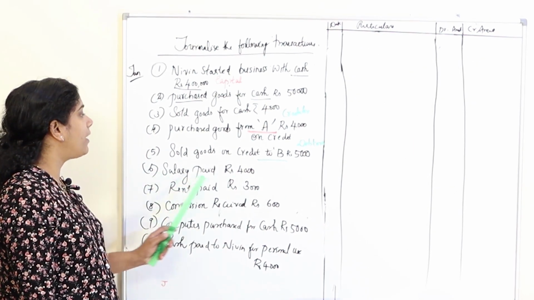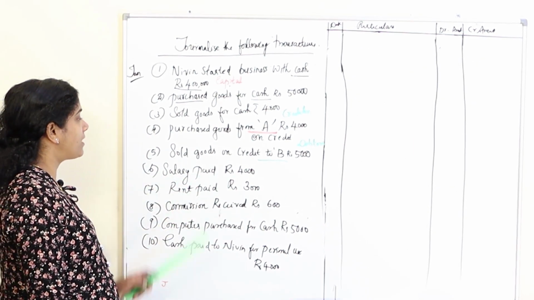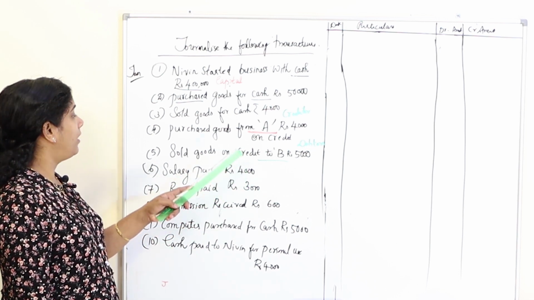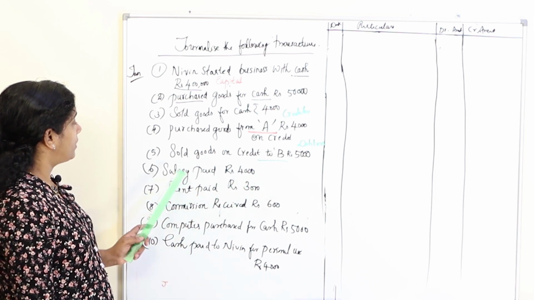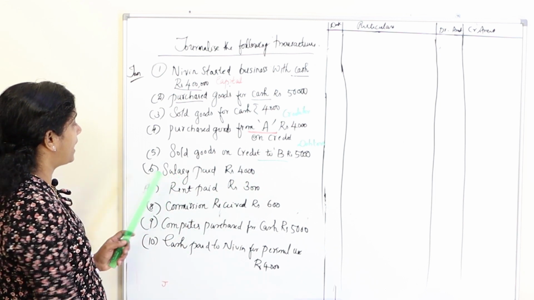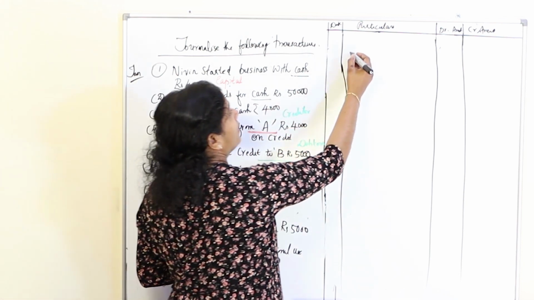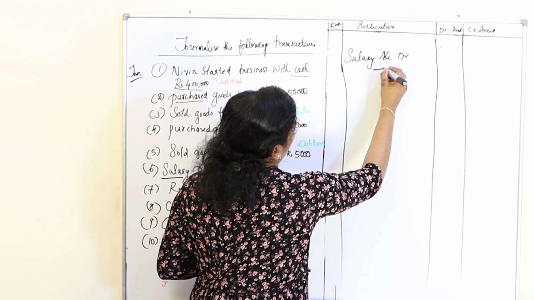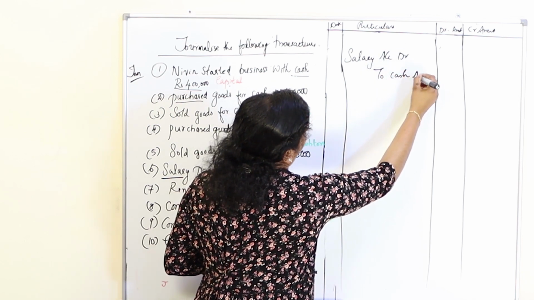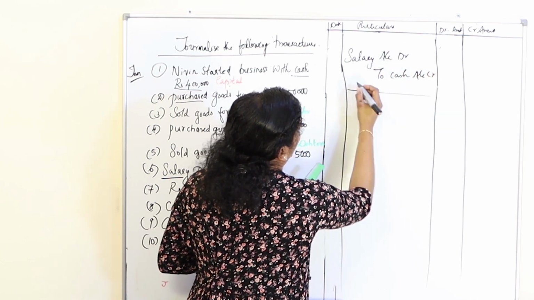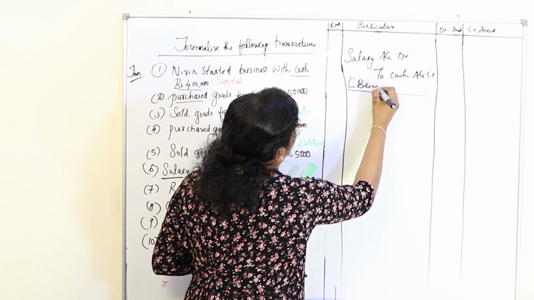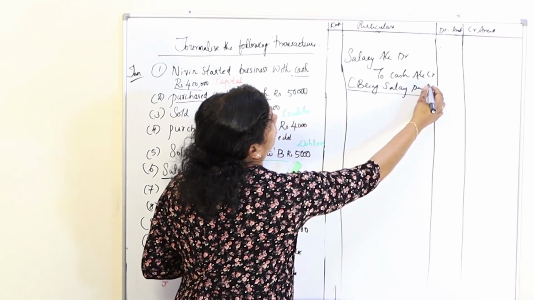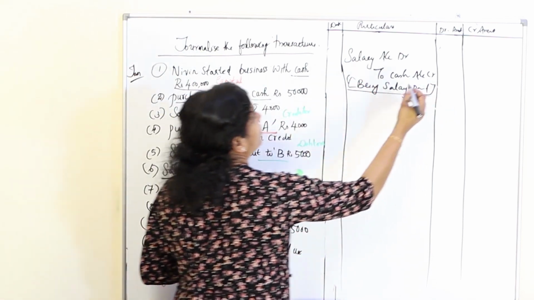Sixth entry, salary paid rupees 4,000. Cash is going outside. So cash we have to credit. Actually this is an expense, salary. So the entry will be salary account debit to cash account credit because cash is going outside. Narration, you can write: being salary paid to so and so. Okay, amount is 4,000.